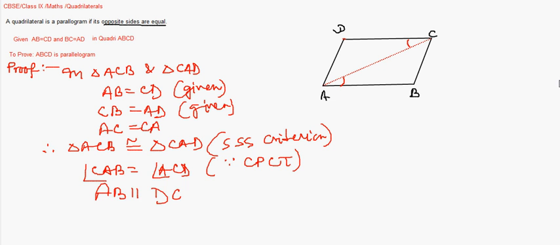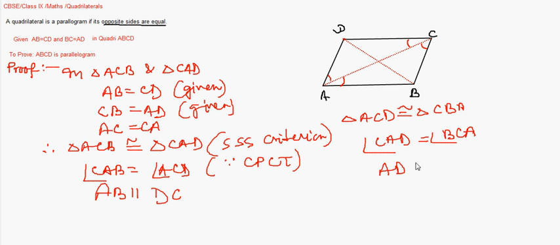The same process can be followed when we take the diagonal BD. We then prove with the same SSS congruency the congruency of triangle ACD with triangle CBA. So therefore, angle CAD is congruent to angle BCA, and therefore AD becomes parallel to BC, as we did for the previous one. Here opposite sides are parallel, thereby making ABCD a parallelogram.